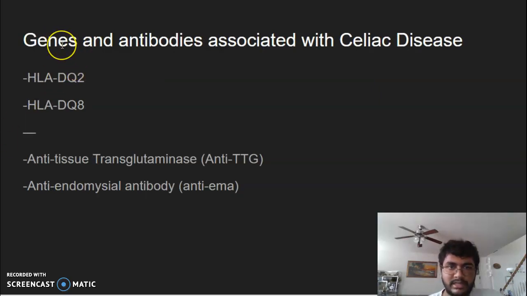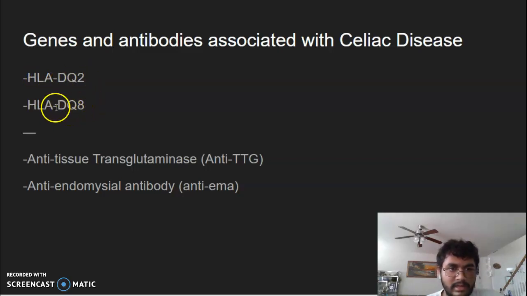Now next is genes and antibodies associated with celiac disease. These two predispose you to having celiac. And the first one is the most common one, and actually sort of giving you celiac in a way, HLA-DQ2.